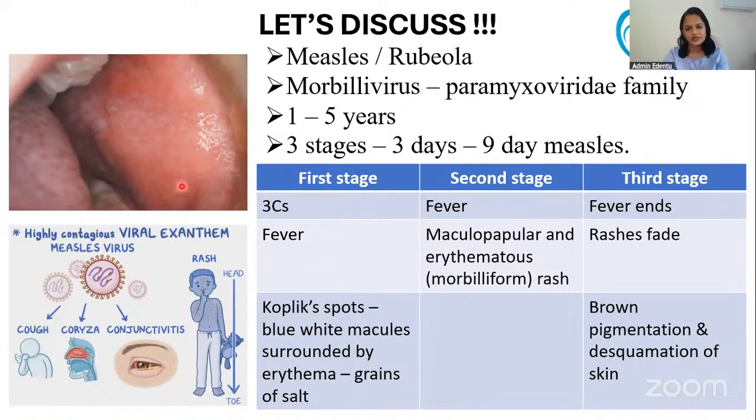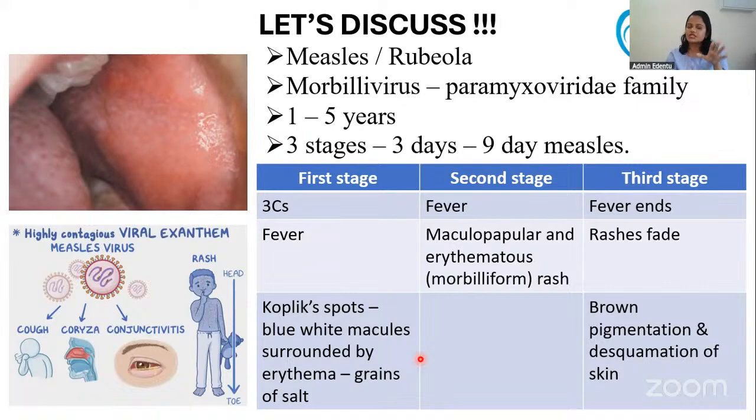Okay, it can affect all the regions of the body. So that is about the second stage. We'll be able to see the rash. Then moving on to the third stage, what happens is that the fever ends, the rash also starts fading, but there'll be brown pigmentation and desquamation of the skin where the rashes had been previously. You'll be able to see the desquamation of the skin in the third stage.